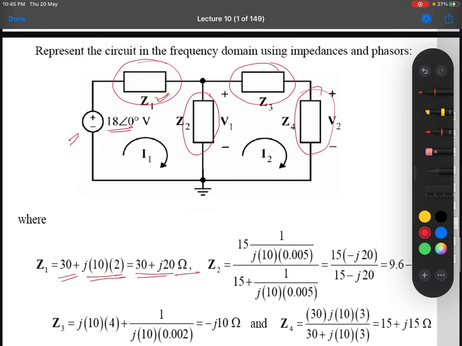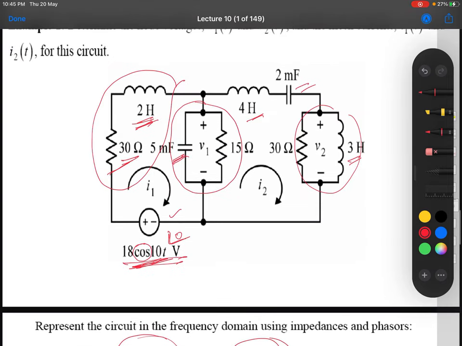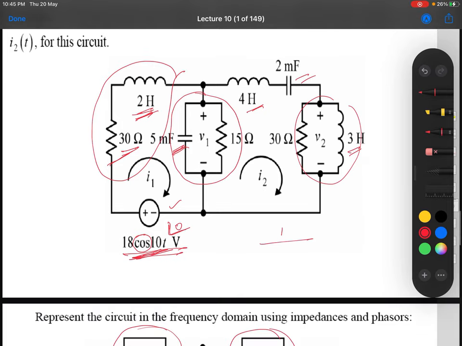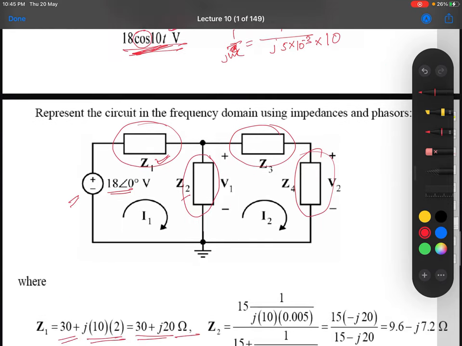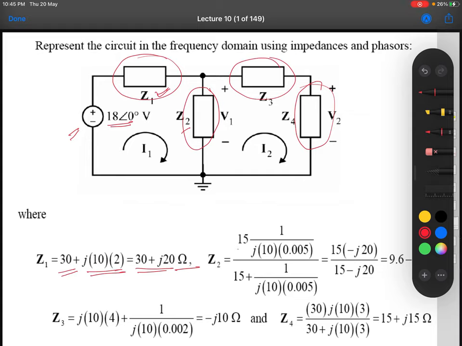And that is this. Similarly, for Z2, you see 5 millifarad, and you can calculate it as 1 upon J into 5 millifarad, so 10 raised to power minus 3 into 10 omega. That is what it is, and this is basically the Z part. This is the capacitive 1 upon J omega C part, and this is 15, and these two are in parallel, and you can take the parallel combination and take a single Z for that, Z2, and that is what is being done over here. This is the capacitor part, and this is the resistance, and I am taking the parallel combination of capacitor and resistance and taking the equivalent Z2 here.